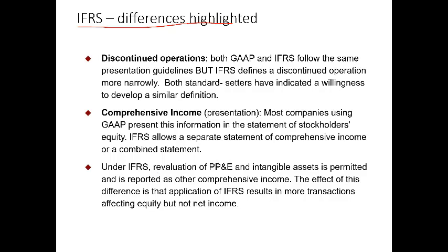This is the biggest one with IFRS. Revaluation of PP&E and intangible assets is permitted and is reported as other comprehensive income. So you can value property, plant, and equipment up. If your building increases in value, you can revalue that up under IFRS, and you can't do that under GAAP. You can only reduce the value of PP&E and intangible assets under GAAP. So that's a big difference between the two. We'll talk a little more about that when we get to long-lived assets in the next exam. Exam 2, I think we cover that.